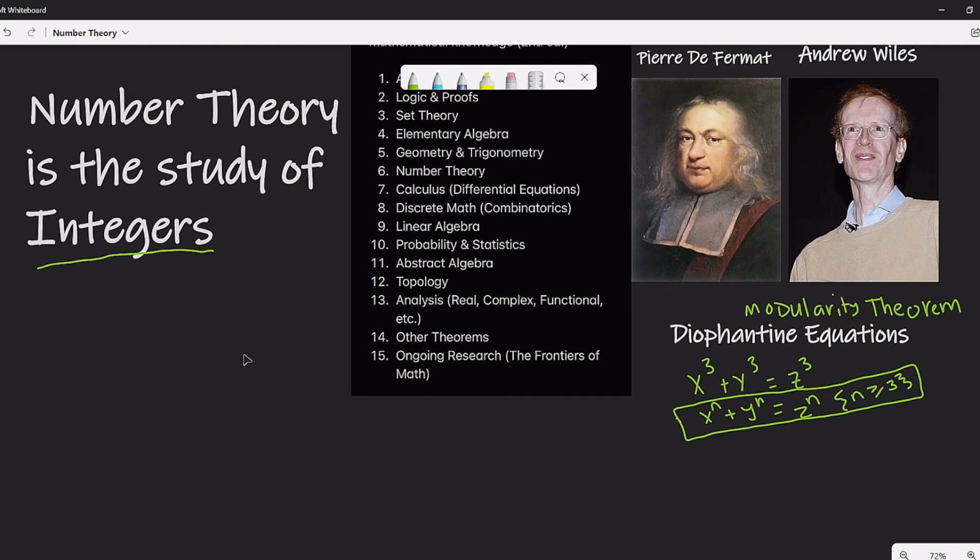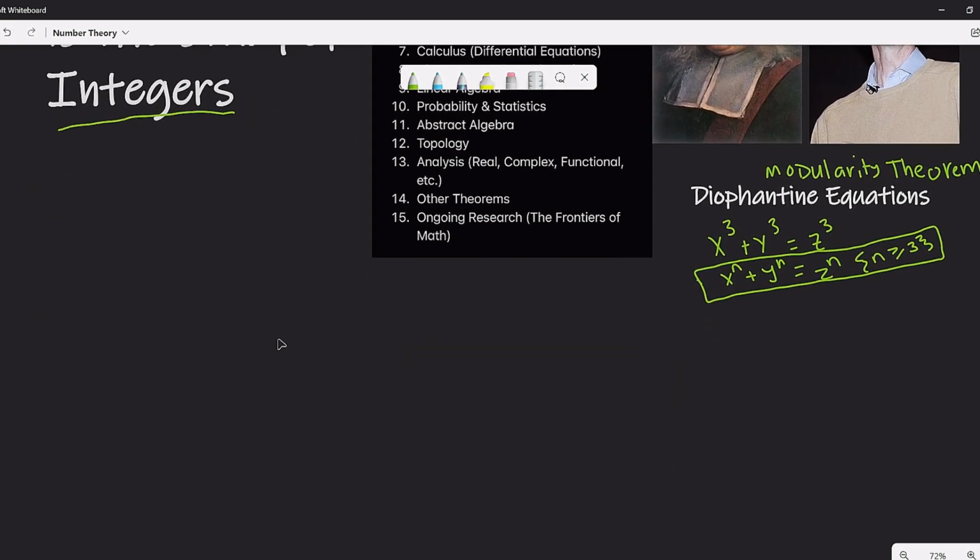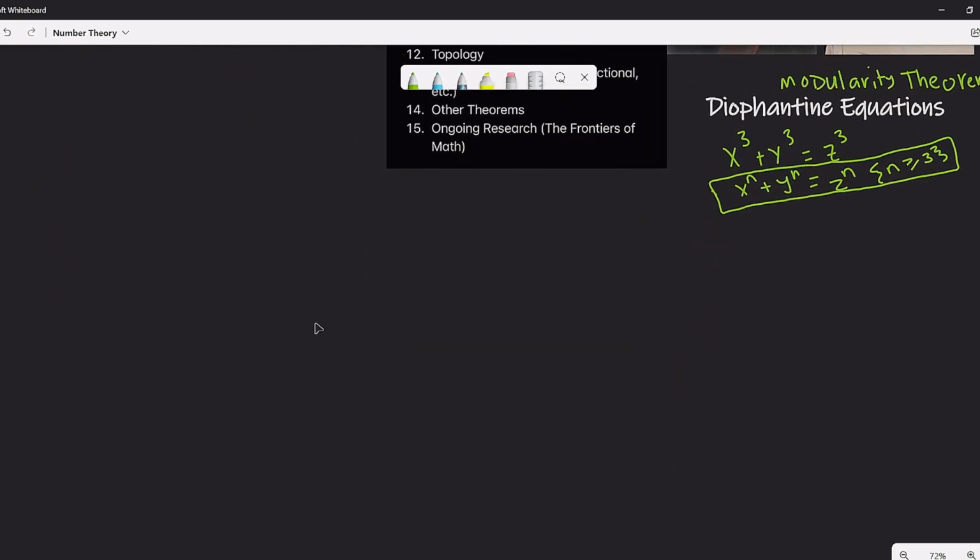The notation we need to know to understand number theory is: A divides B. It is not correct to think about this as a fraction, because this actually can have no solution. That would be written as A does not divide B.